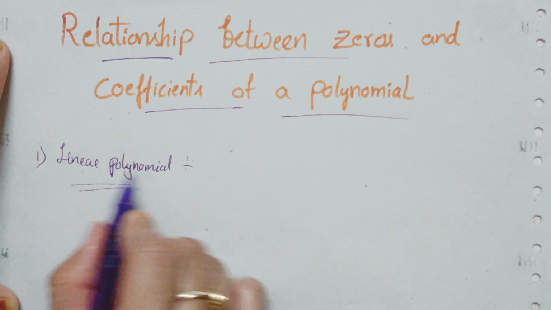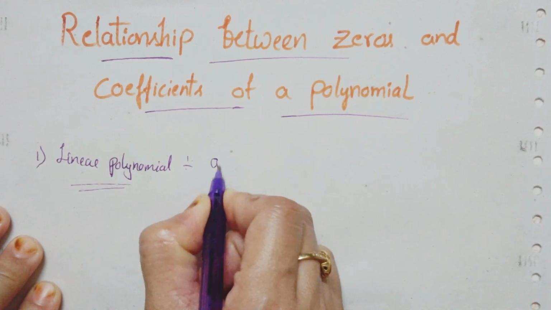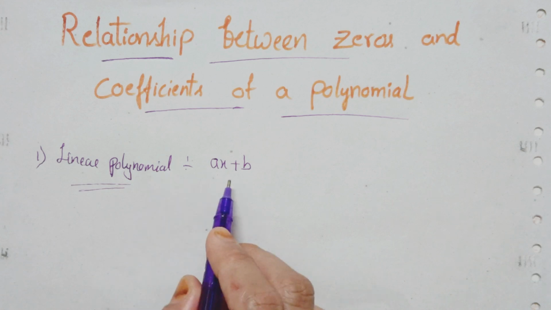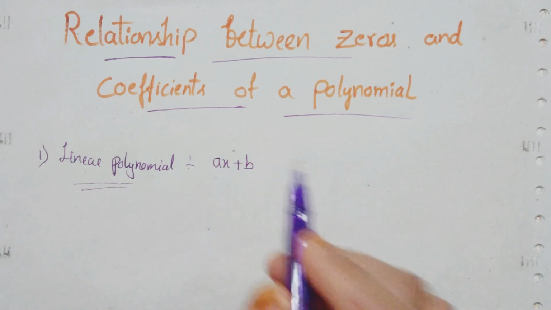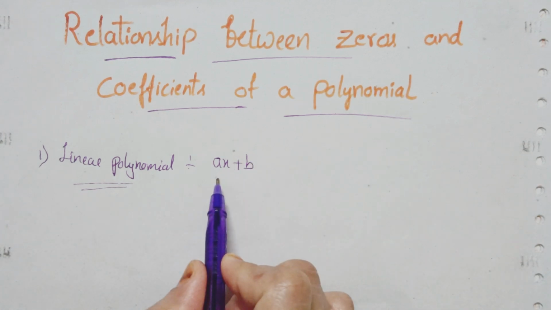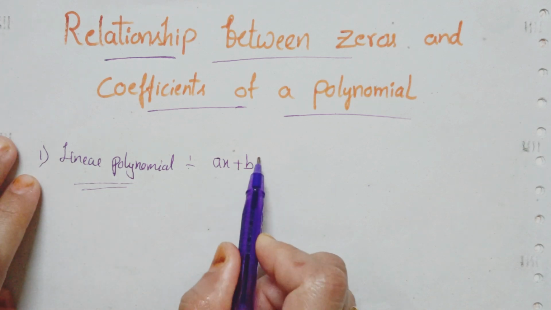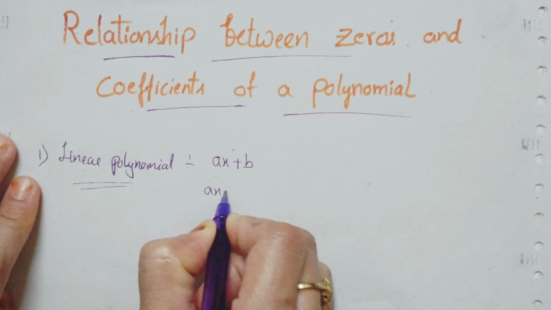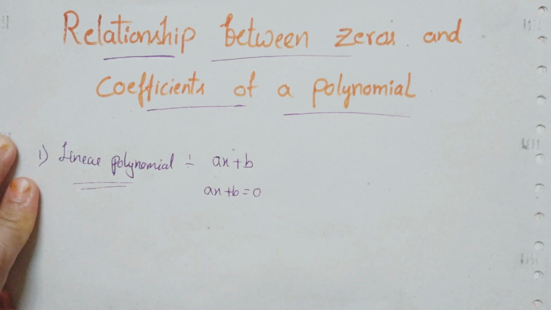The standard, general form of a linear polynomial is ax plus b. Now we are going to find the zero of this linear polynomial. To find the zero of this linear polynomial, first of all we have to equate this polynomial to 0, that is, ax plus b equal to 0.